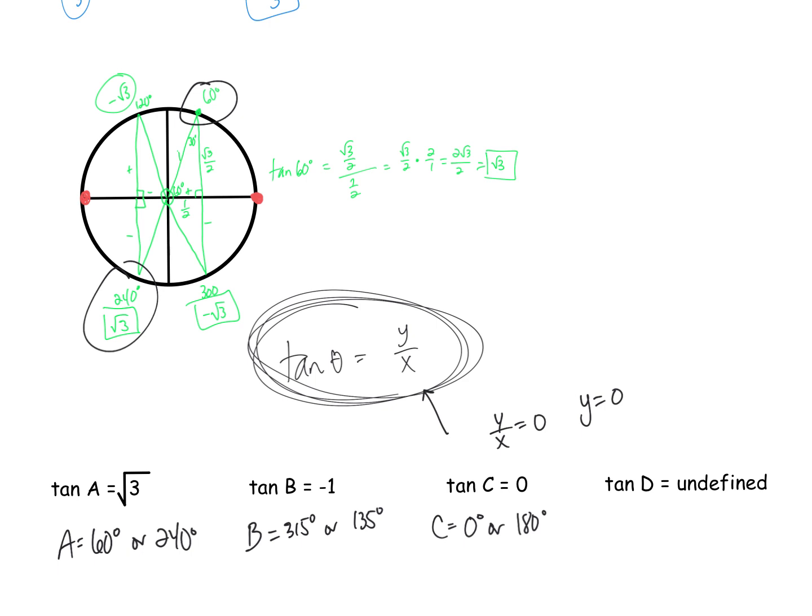Now, same thing goes for undefined. Tangent is y over x, and that would mean that x would have to equal 0 if it's undefined. So we are looking at these two yellow dots, because that's when x is 0. We're not moving side to side at all, and that would be at 90 and 270.